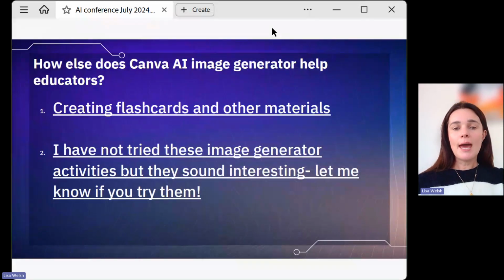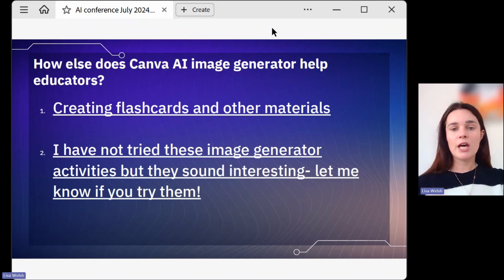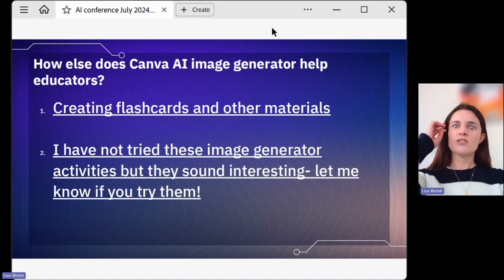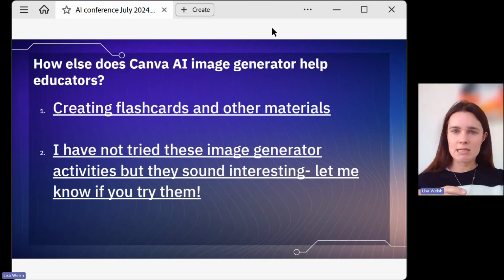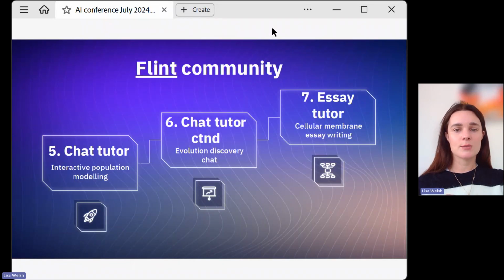So, apart from making pedigree charts and the likes, you can use it for a lot of other things, such as creating flashcards and other materials. I plan on using it for an evolution project this year, whereby last year I just got the students to draw a mutated organism, whereas this year I'm going to get them to use the AI. I just didn't have time to incorporate that this year. So there's a couple of other activities that you can have a look at as well. So lastly, we'll move on to have a look at Flint and how I used this.